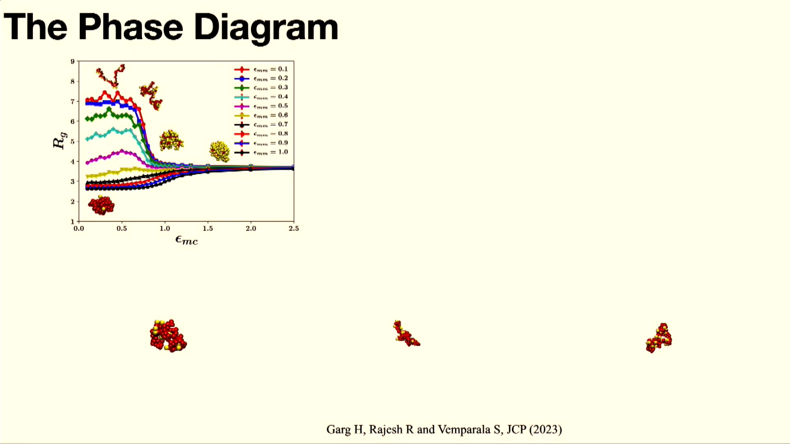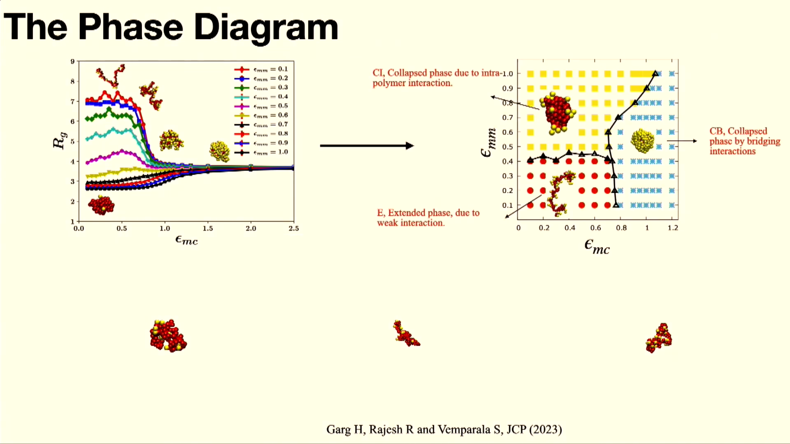But as we look at this red curve and increase epsilon mc, that means increasing the monomer-Crowder attraction, we see a nice decrease in the radius of gyration, and the chain goes from an extended structure to a globule structure, right? From there we find the inflection point of each curve to find the critical value where this transition occurs, and from there we made a phase diagram out of it. And it looks something like this.